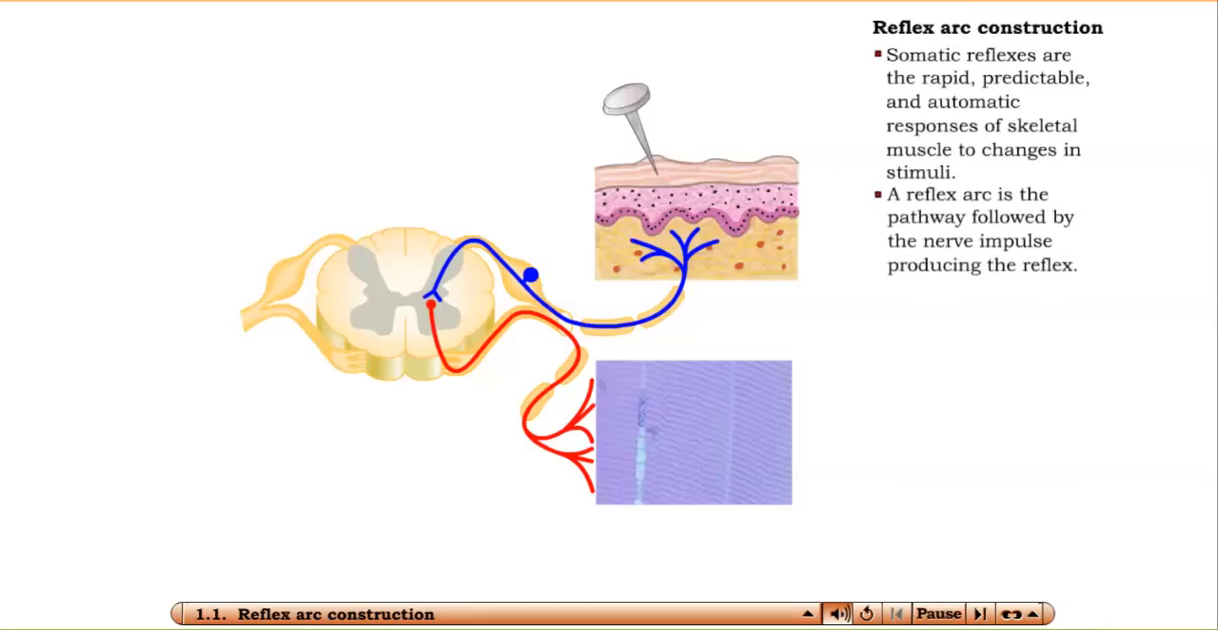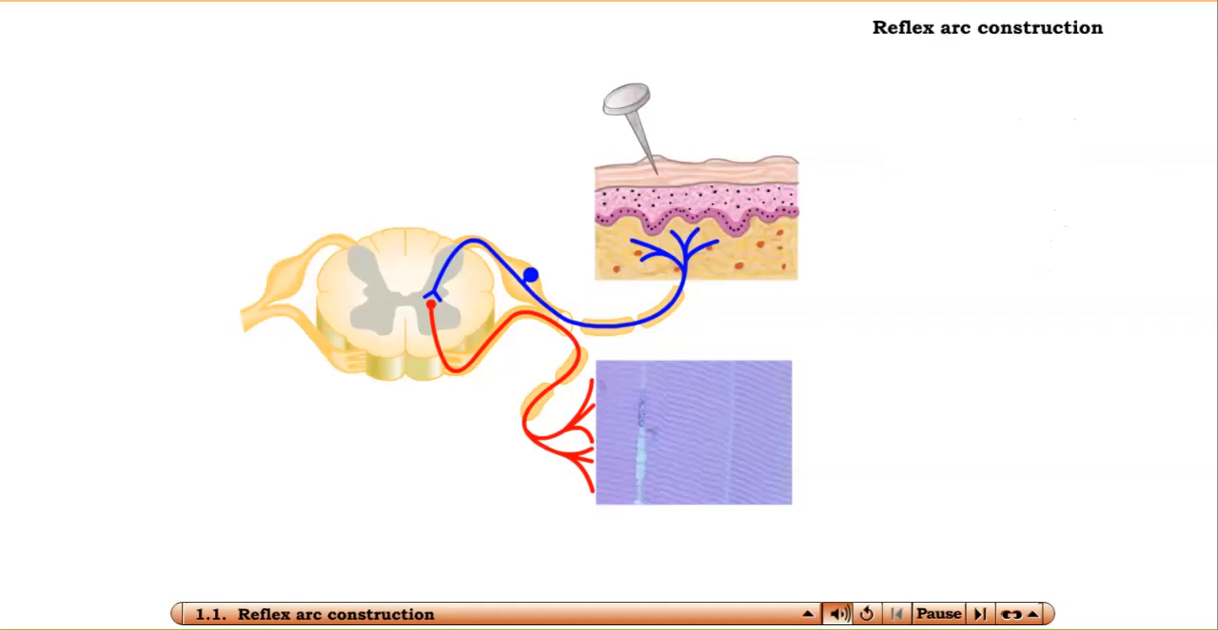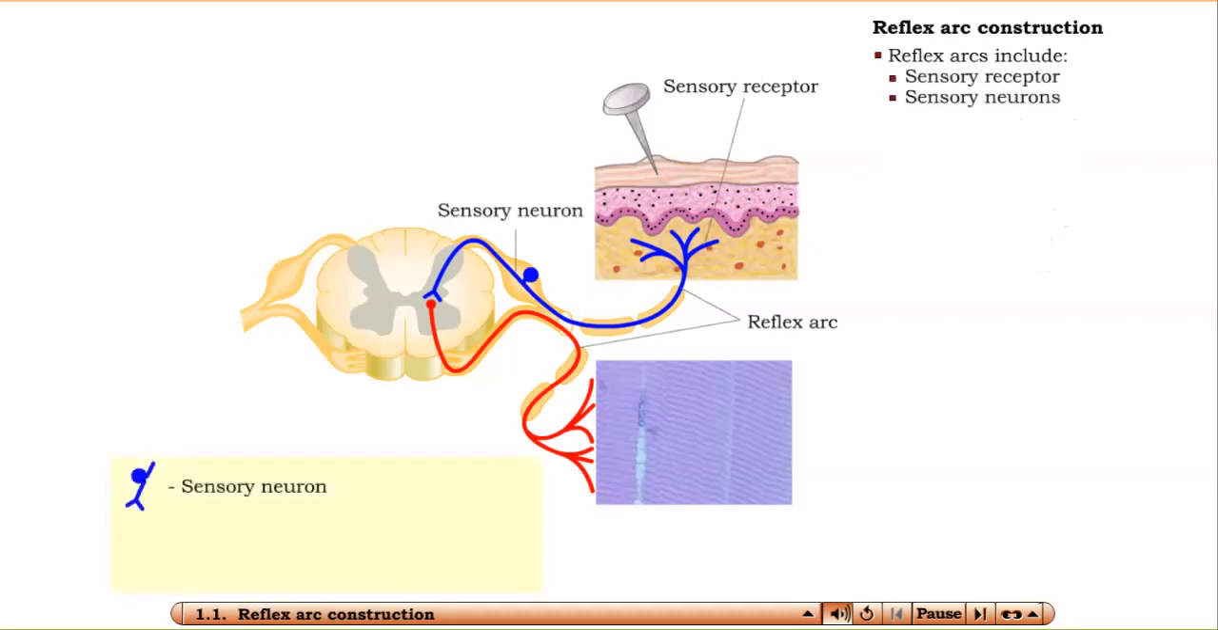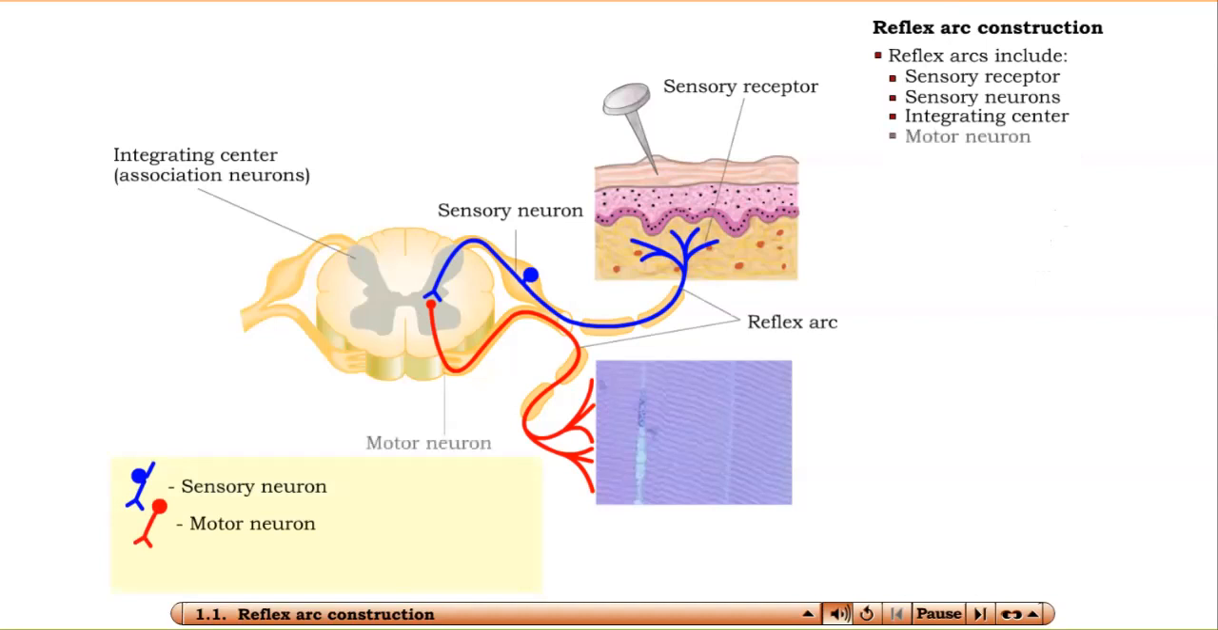Somatic reflexes are the rapid, predictable, and automatic responses of skeletal muscle to changes in stimuli. All reflex arcs include 5 functional components: sensory receptor, sensory neuron, integrating center, motor neuron, and effector. Other characteristics, or combination of characteristics, differentiate types of reflex arcs from one another.